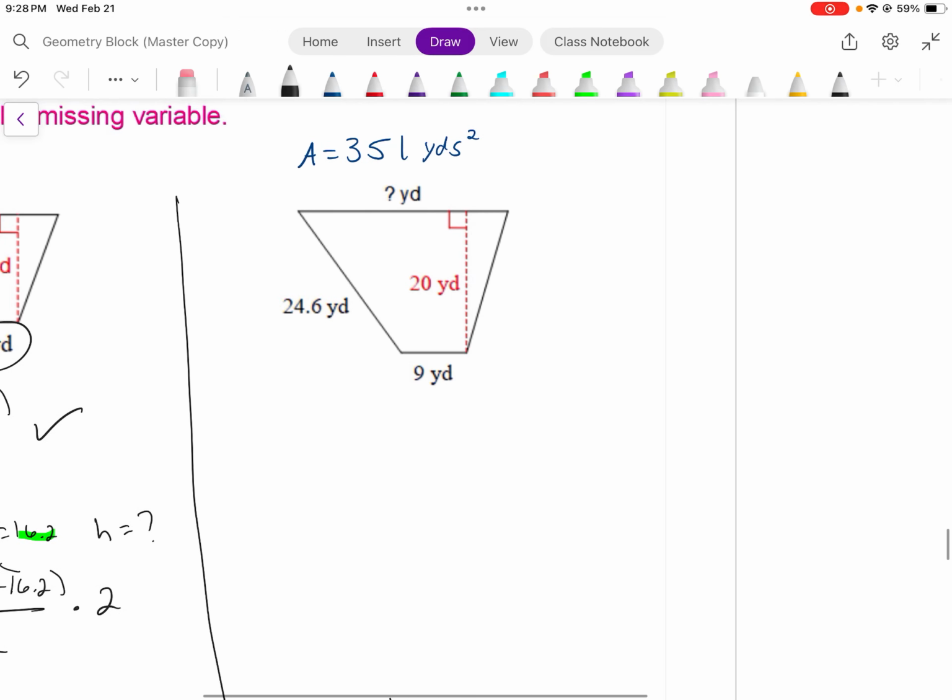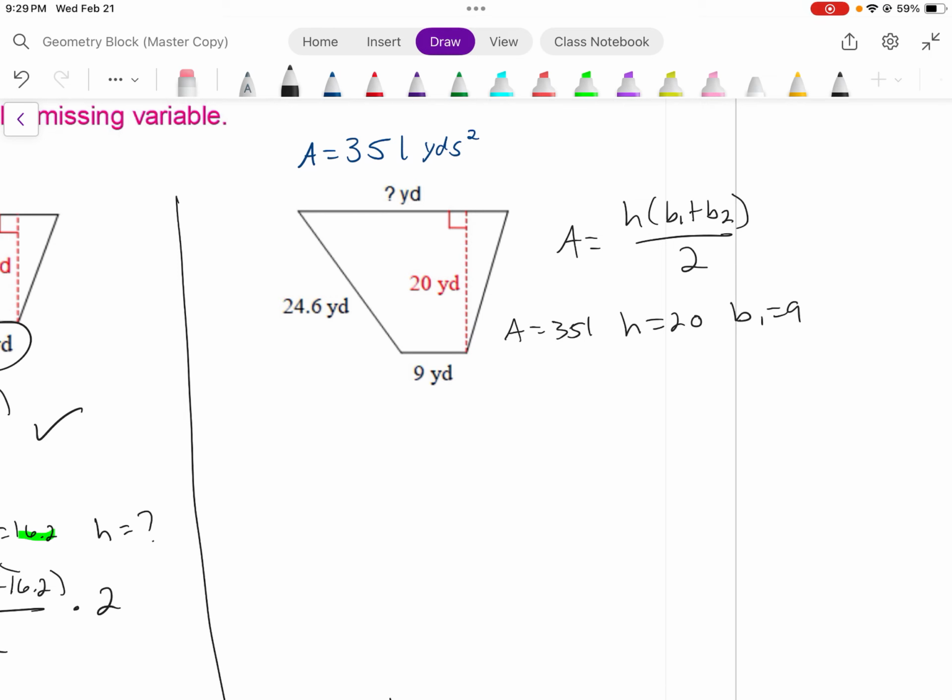Okay, so now on this one, I will actually go through it quick. Again, trapezoid formula, h times base 1 plus base 2 over 2. Okay, I know the area is 351. I know the height is 20. I know one of the bases, and I need to find the second base.